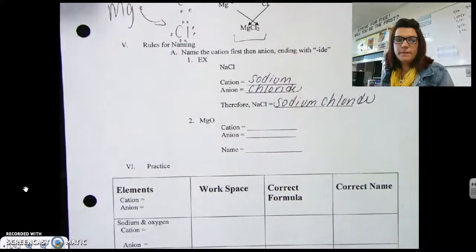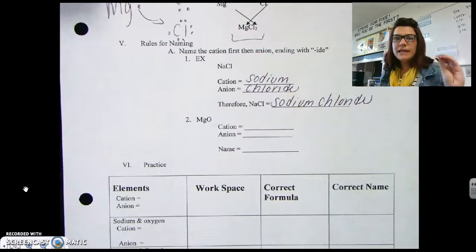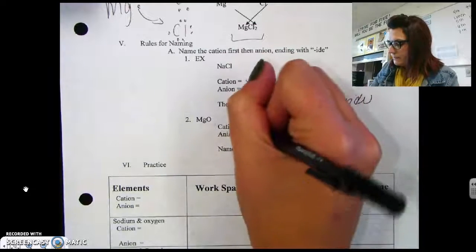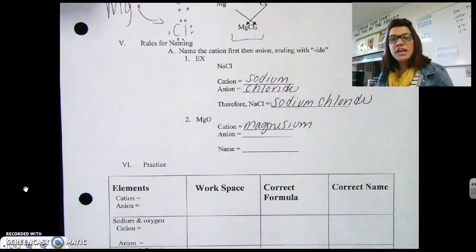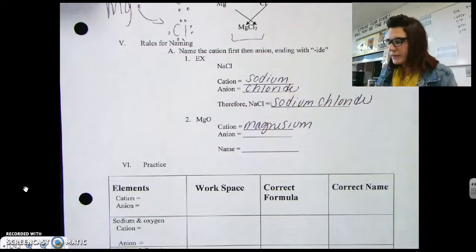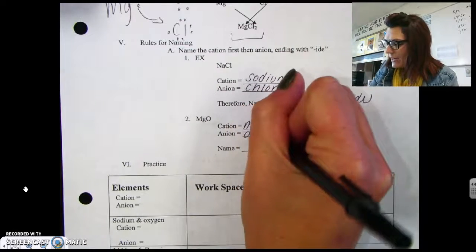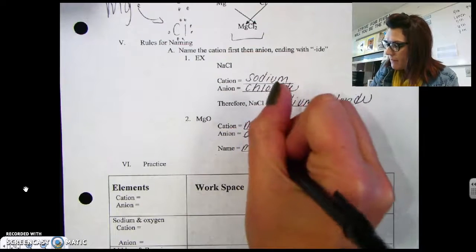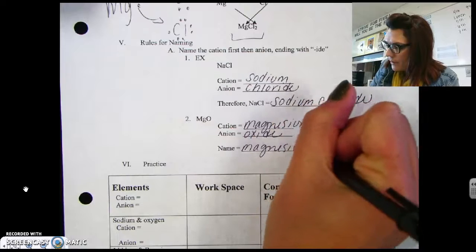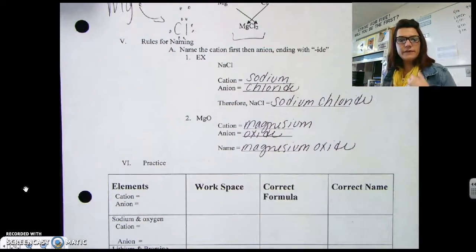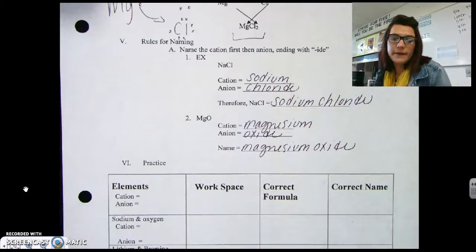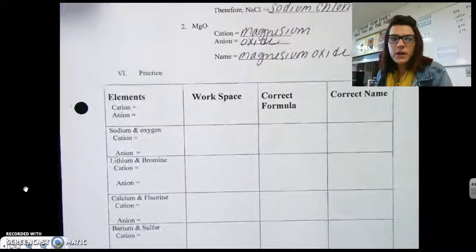Easy enough. Let's look at the next one. Magnesium is my cation. Oxygen is my anion, but I'm going to drop the "gen" and add an "ide." So it's going to be oxide. So then this is going to be magnesium oxide. Okay? Easy enough. So now we're going to practice these, okay? Because practice makes perfect. All right?